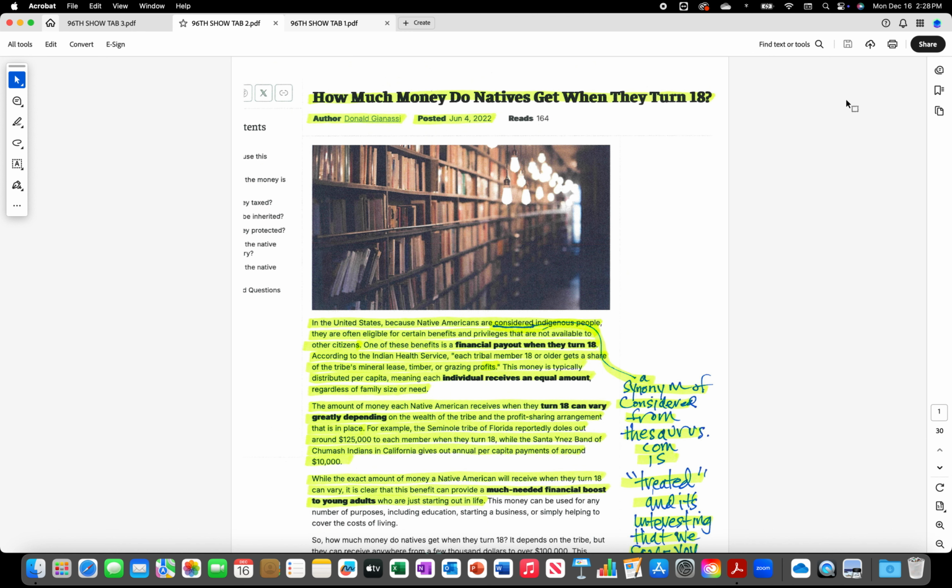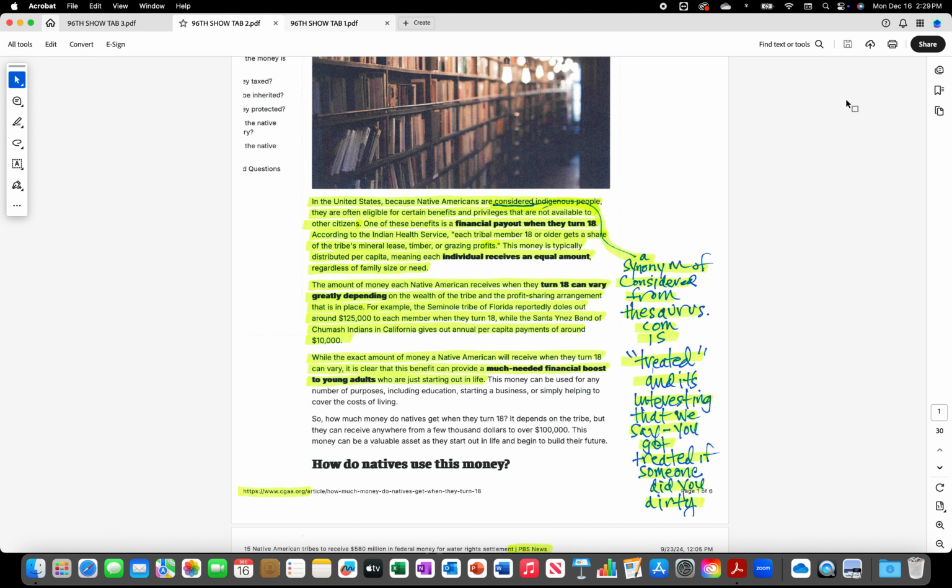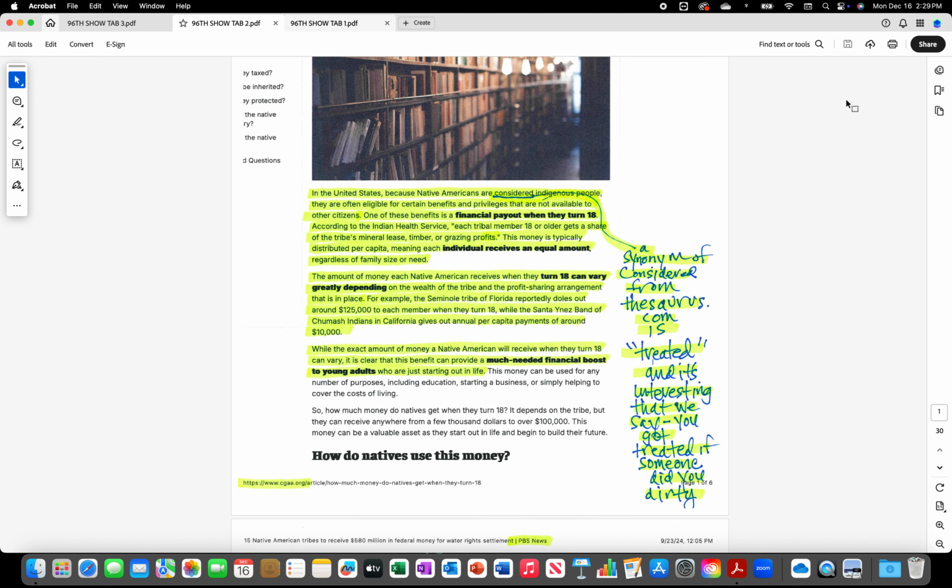In the United States, because Native Americans are considered, this is from CGAA.org. Let's take a sidebar here. A synonym of the word considered from thesaurus.com is treated. One more time. In the United States, because Native Americans are considered indigenous people or are treated as indigenous people.